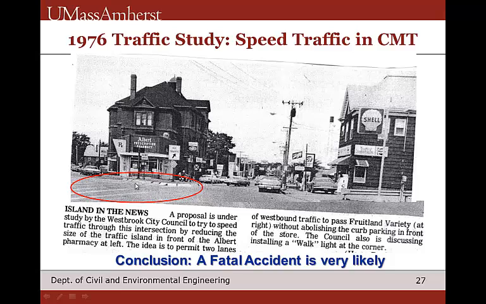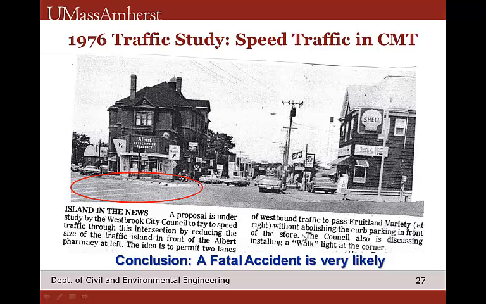So here is the study itself, and it says a proposal is under study by the Westbrook City Council to try to speed traffic through this intersection by reducing the size of the traffic island, which you can see here. It's very difficult to see the bulkiness of the island itself, but the idea, by reducing the size of the traffic island in front of Albert's Pharmacy, is to permit 2 lanes of westbound traffic. Westbound is actually going this way here, to pass Fruitland Variety, which is right here, without abolishing the curb parking in front of the store. The curb parking's right here.